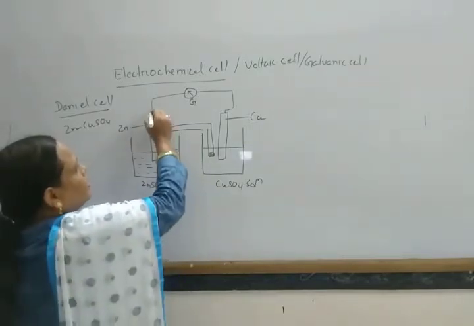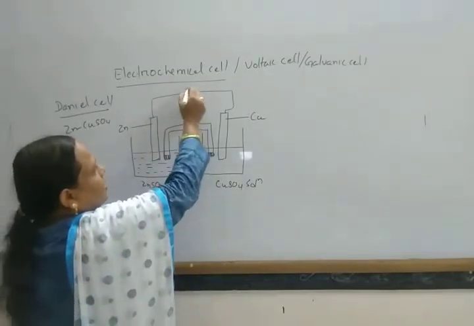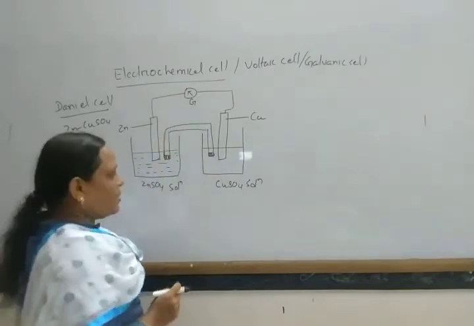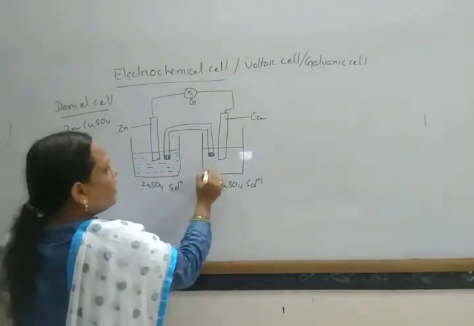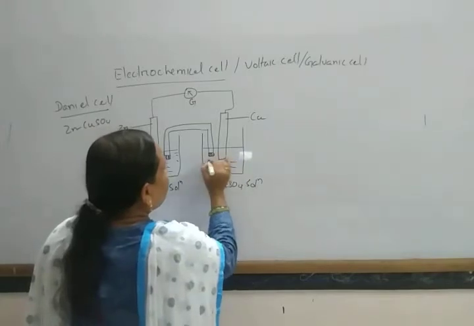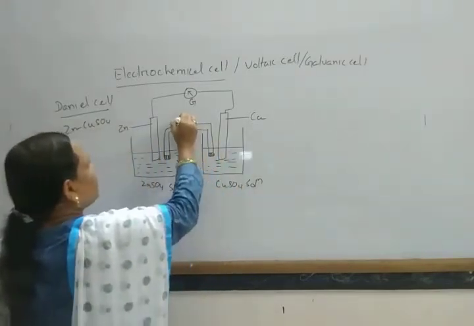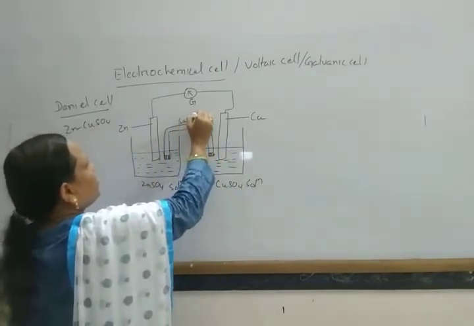Then these two are connected through a conducting wire and a galvanometer or an ammeter, and these two half cells are again connected with a salt bridge. So this is the salt bridge.